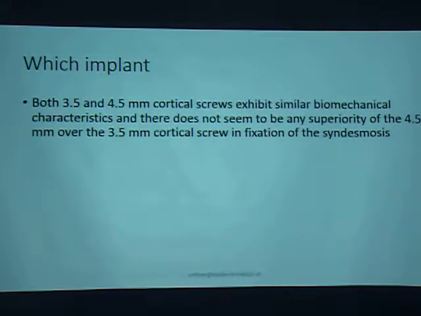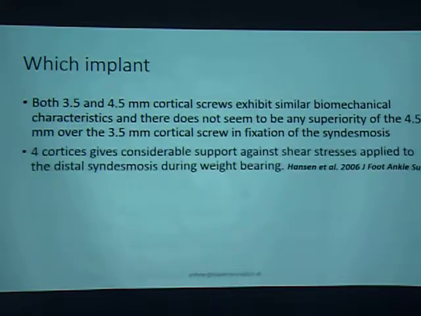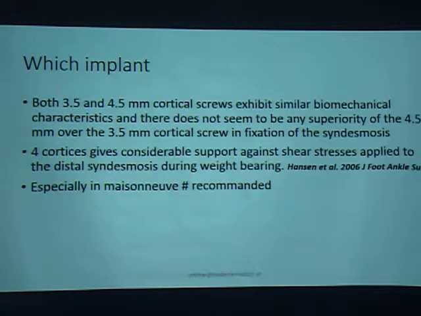Which implant? 3.5 or 4.5? There's no superiority of 4.5 to 3.5. You can take either 3.5 or 4.5. The question is the same. The 4.5 gives more support against shear stress, which means better during weight bearing, especially in Maisonneuve fractures. That's a high fibular fracture. I recommend 4.5.